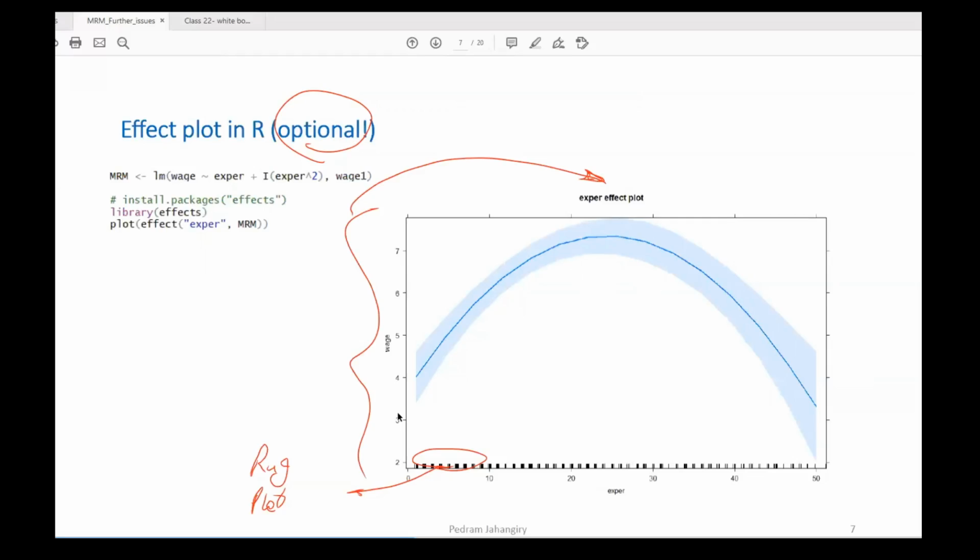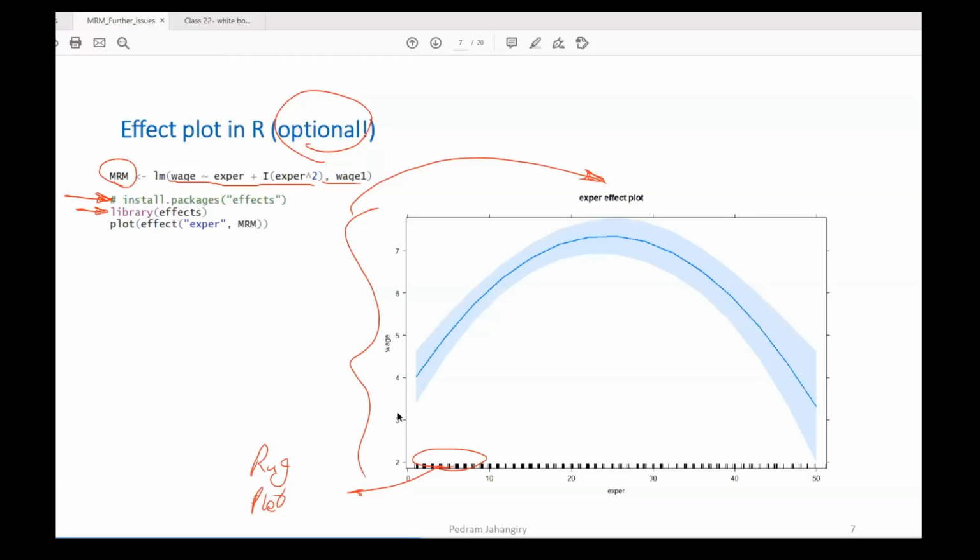So in order to get the effect plot, you have to install a package. The package is called effect. And then, of course, install the package once, and then call the library effect. And then first, you need to save your regression object. So imagine I'm regressing wage on experience and experience square using the wage one dataset from Wooldridge, call it MRM.